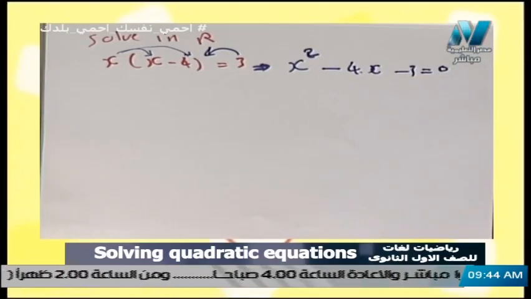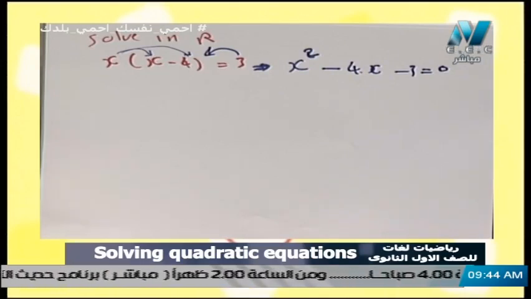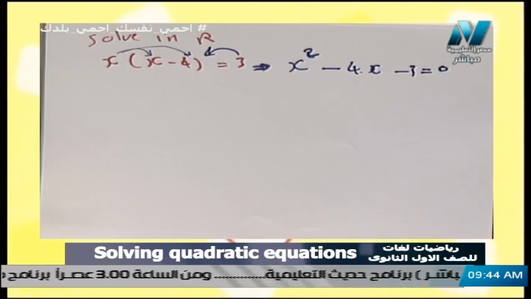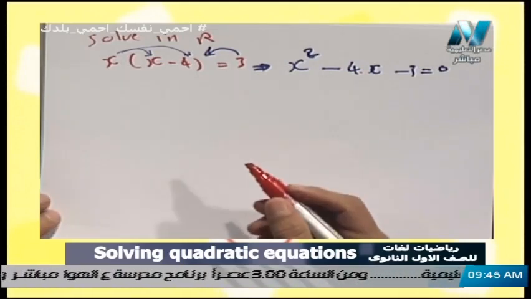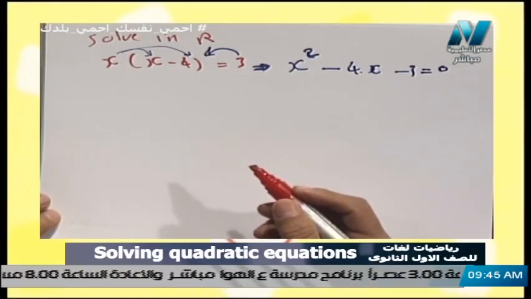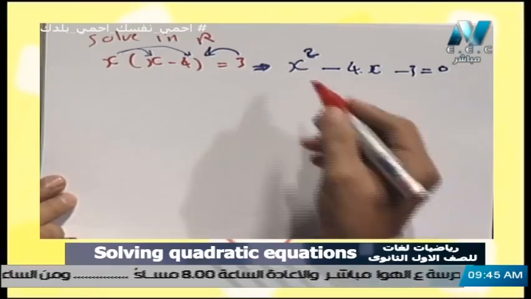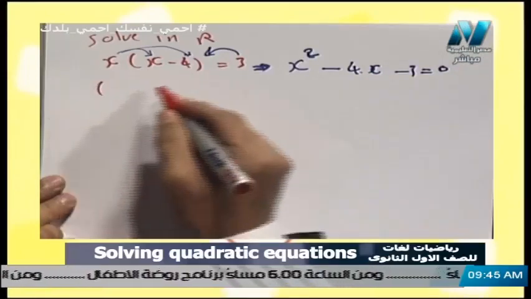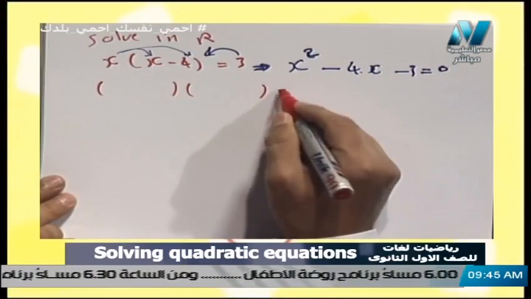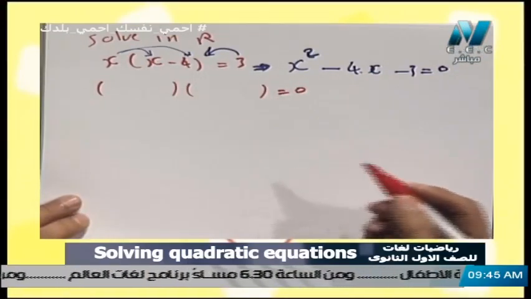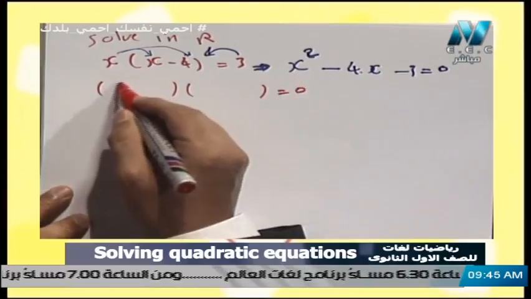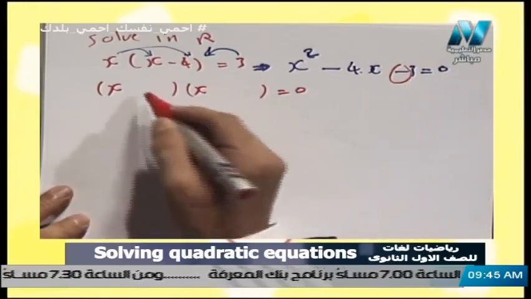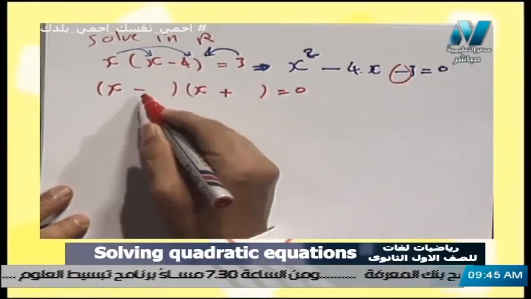And we will solve this equation. First, we will try using factorization if we can, or if we find a solution using factorization. Here we have x power 2 minus 4x minus 3. We will try, maybe it succeeds or not. X power 2 here, x multiplied by x. We have here negative, means negative multiplied by positive, or positive multiplied by negative.